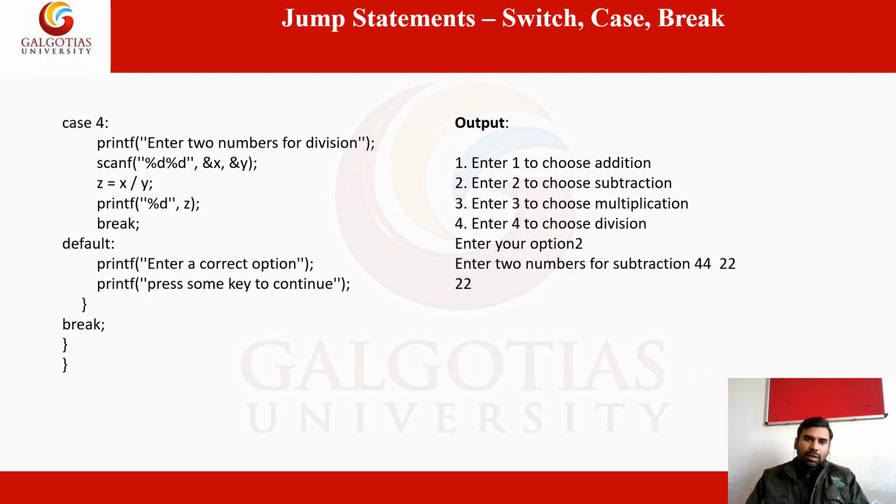Look at this. The last one is the division. Next, what's the default? If it is not among the cases 1, 2, 3, 4, say the option is 5, what happened? This is an incorrect option. So we print press some key to continue. Then we break the statement. Simple. So this is an infinite loop. It will be executed until we get the end.